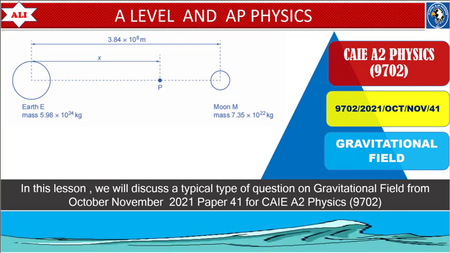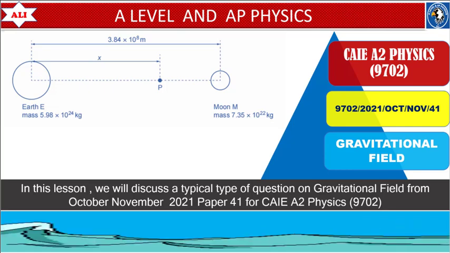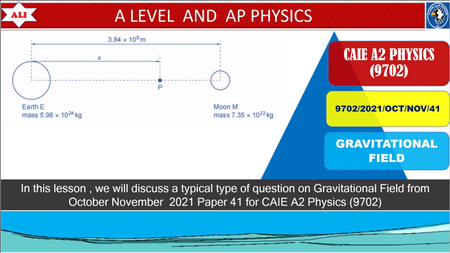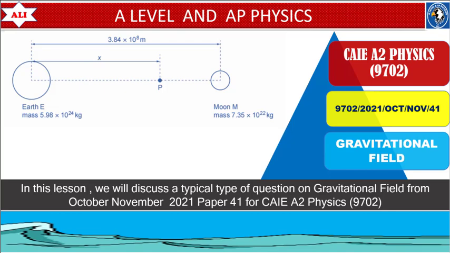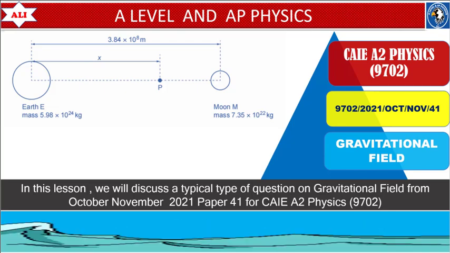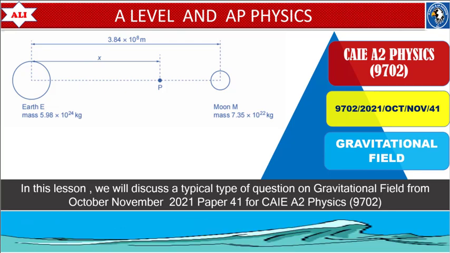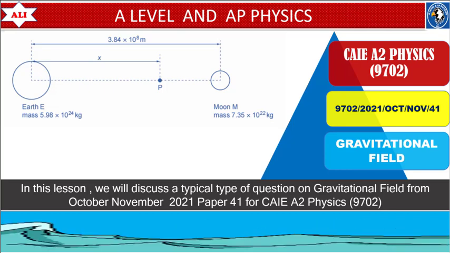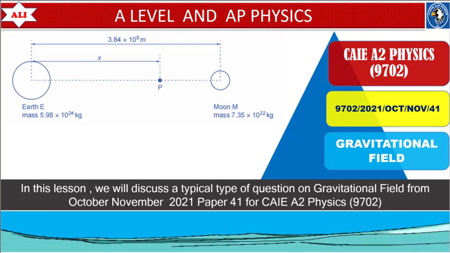Actually, in physics, gravitational potential is not defined. Only gravitational potential difference is defined. So, we will discuss how we can define gravitational potential at any given point. We will also discuss how to find the position of neutral point between moon and our planet. At the end of this lesson, we will also discuss how to determine value of gravitational potential at neutral point between our planet and moon.